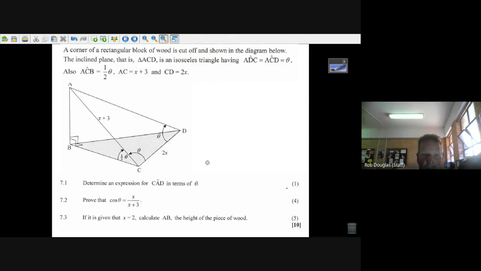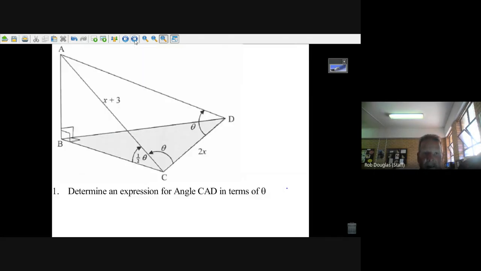We're going to first do the first question, which is determine an equation for CAD in terms of theta. Well, you look at this, there's a theta down here that's given, that's CDA, and another theta here that's equal to CAD. Together they make 2 theta, but you know this triangle's got to add up to 180 degrees. So the only way for this triangle to work is if CAD was equal to 180 minus 2 theta.